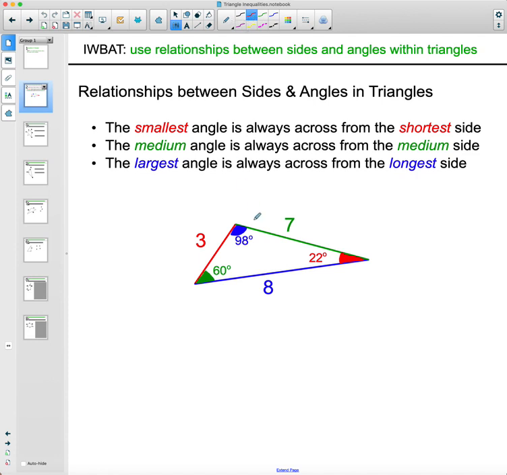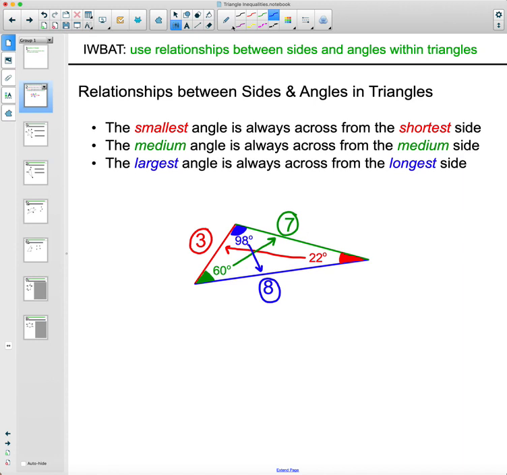If you look at the diagram here, I drew the angle red. This 22 is the smallest angle, so directly across from that is the smallest side. So 3 is the smallest side. Then we have the middle-sized angle, 60 degrees. Directly across from that is the middle-sized side. And then 98 is the biggest angle up here, and directly across from that is the biggest side of 8.